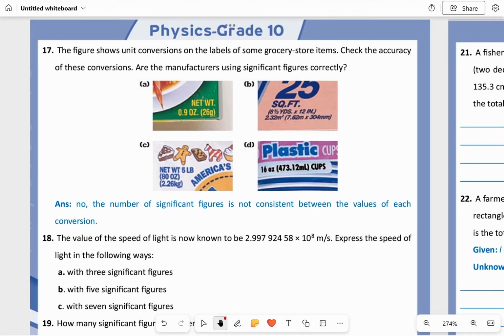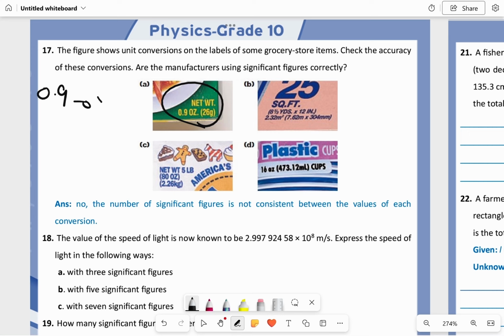In this video we will finish some of the questions that are left in chapter review. Question 17 says the figure shows unit conversion on the labels of some grocery store items. Check the accuracy of these conversions. Are the manufacturers using significant figures correctly? I'll just explain A.